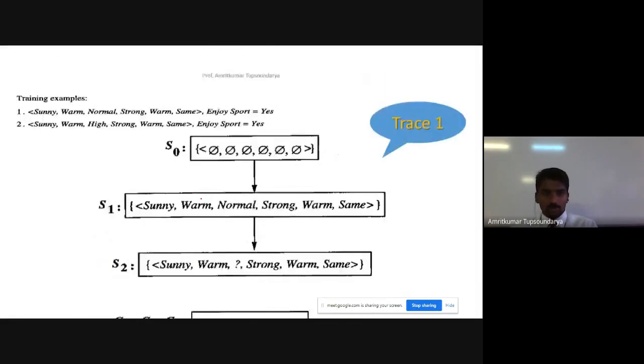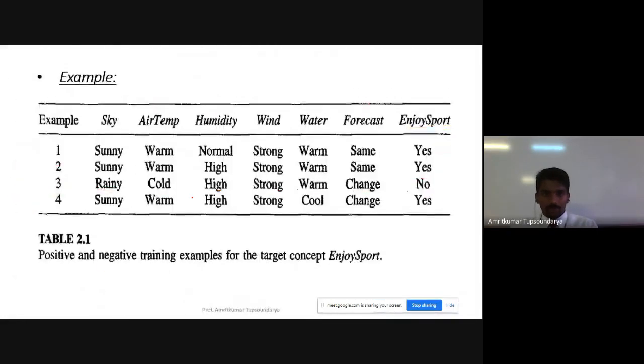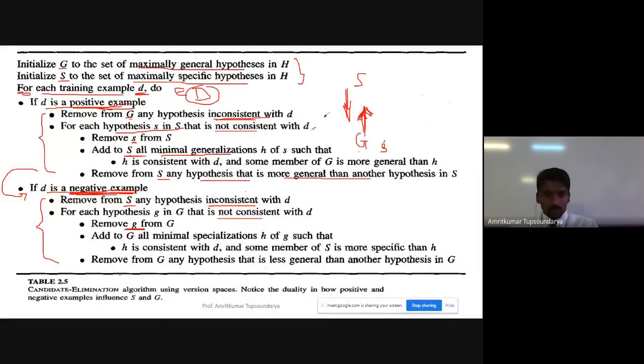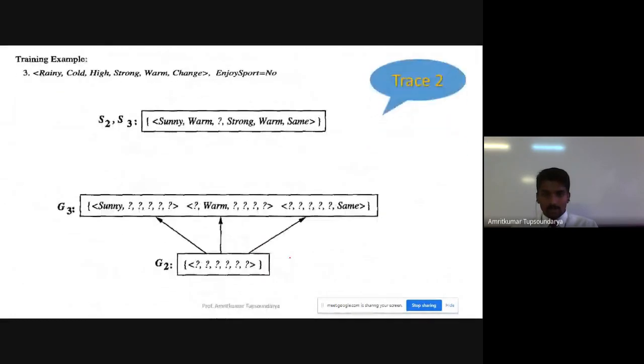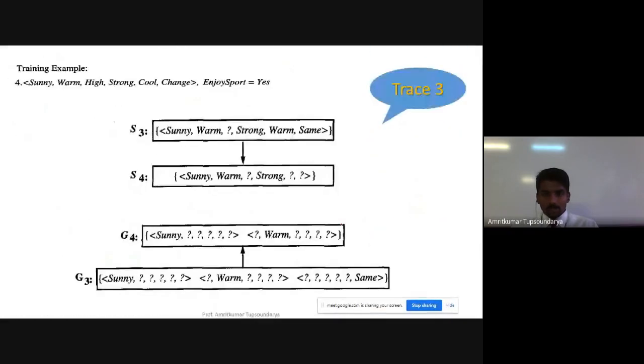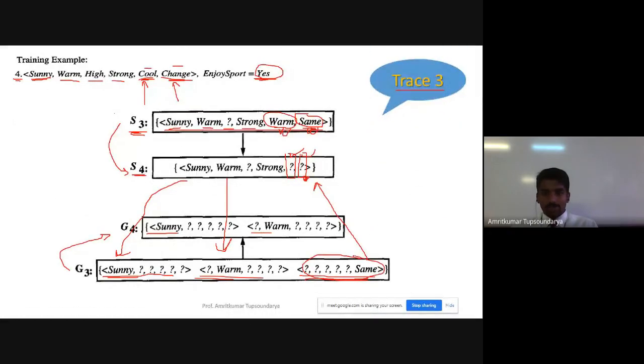So let me show you the algorithm, to see why we are removing this. Here you can see: remove from G any hypothesis that is less general than another hypothesis in G. So we are going to remove that hypothesis, that is the last hypothesis with same, and replace it with a question mark, right? So that brings us to G4, and this G4 has two hypotheses.